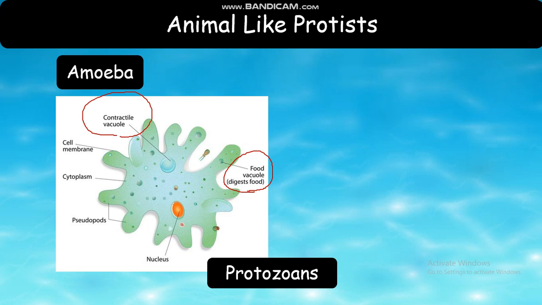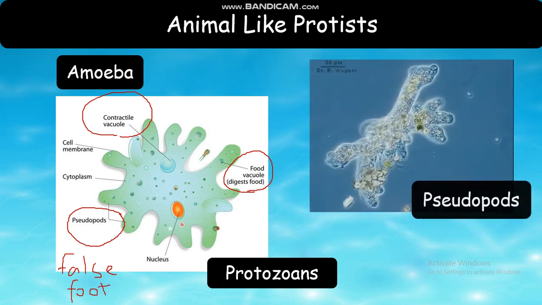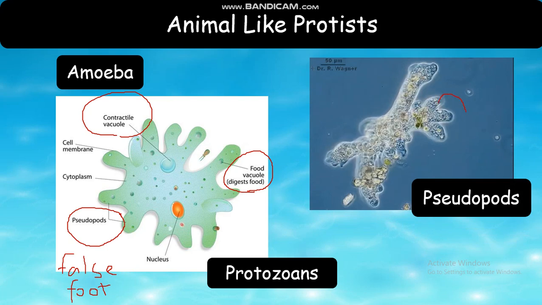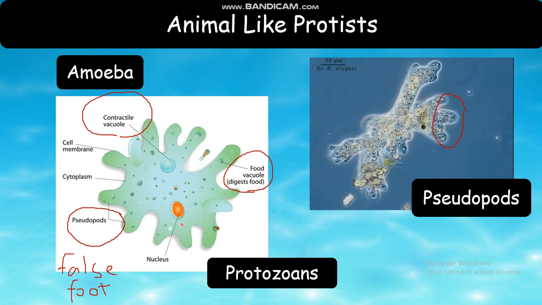The main locomotory function of amoeba is pseudopods, also called false feet. These are just bodily extensions of the amoeba's body, like you see in this image here. You see how the amoeba is extending its body. This is called a pseudopod. This is how the amoeba moves.